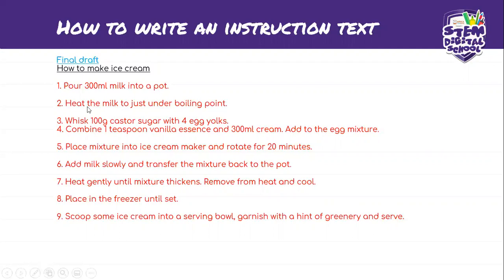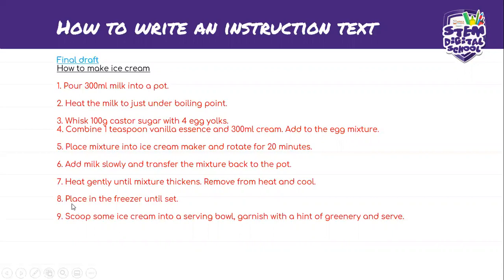Then you go to number 2. Heat the milk to just under boiling point. So what does this mean? This means that you are going to heat the milk until just before it boils. We may not know the exact temperature of the boiling point of milk. I know some of you may want to Google it, but it is fine even if you do not know it. From number 2, we get the impression that as long as the milk is just before it boils, you heat the milk just before it boils.